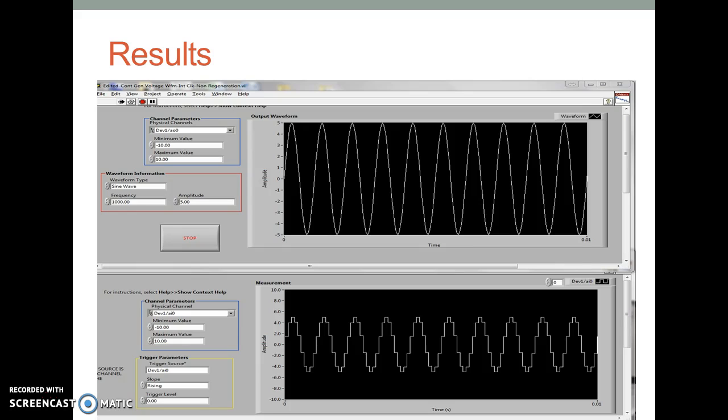As we can see, I'm providing a sine wave at 1000 Hz with an amplitude of 5 volts, which is the voltage generator, and the voltage reader reads that signal and quantizes it, with the same amplitude and same frequency.